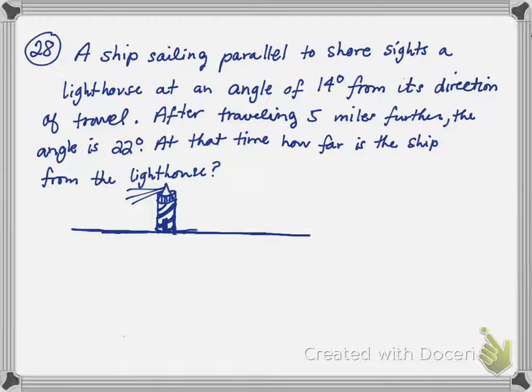So the best thing to do is to draw this out. They told us that our ship is sailing parallel to the shore, and I'm just going to make the ship sailing to the left. So initially, my ship is here, and it sights the lighthouse and the angle is 14 degrees. It travels 5 more miles and sees the lighthouse again, and this time around, the angle of sight is 22 degrees.